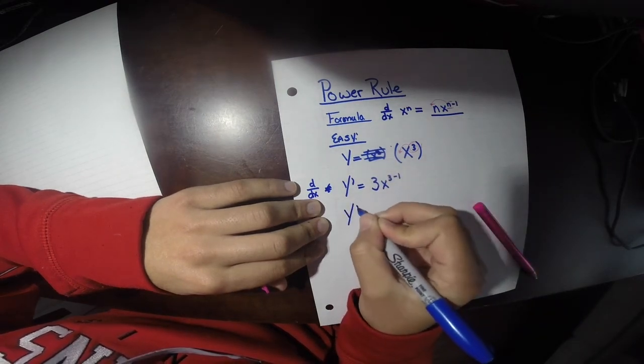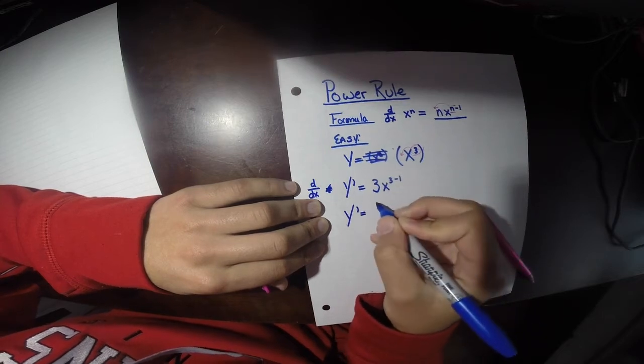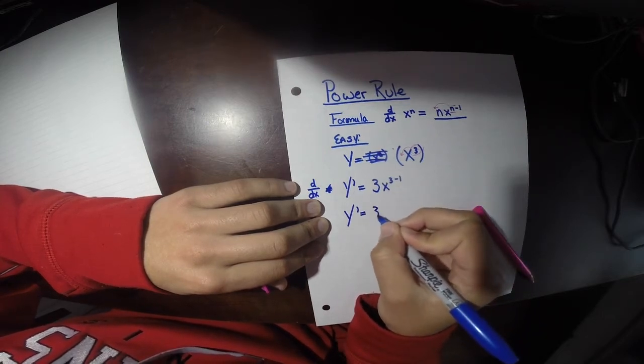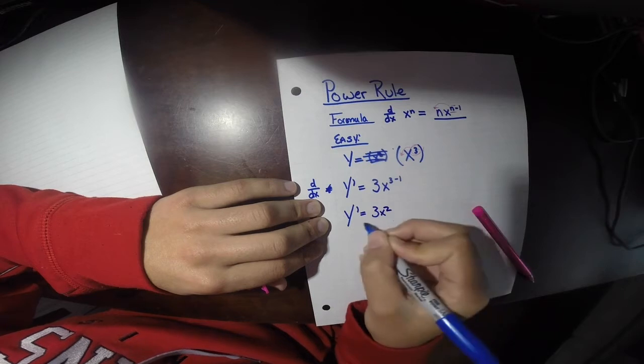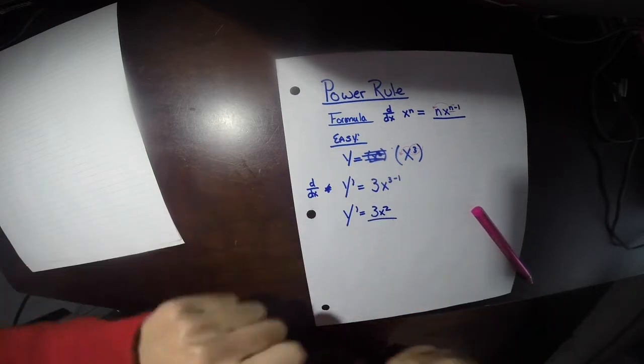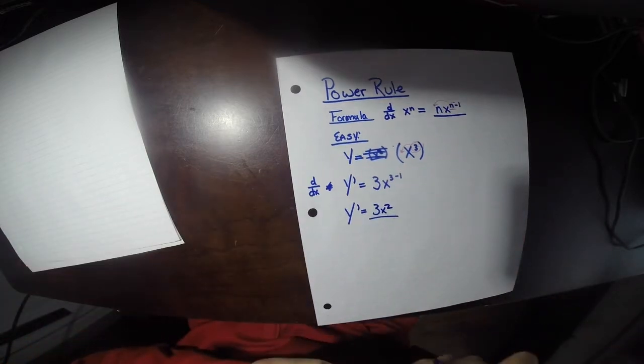Just do another line. 3x to the 3 minus 1. Now you get, which is 2. 3x squared. There you go. That's your derivative. Now let's move on to something more complicated.